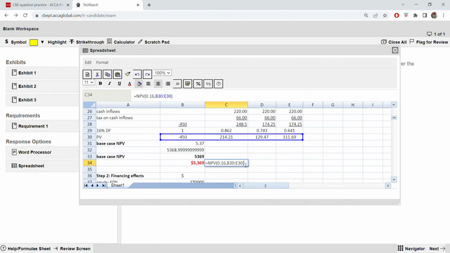No, it's wrong. The mistake I did was you should not select year 0. Never the initial investment. You should leave it out. Only the inflows from year 1, 2, 3. Close the bracket. Enter. You see, something is wrong because it's coming 352. Something is wrong with the formula.